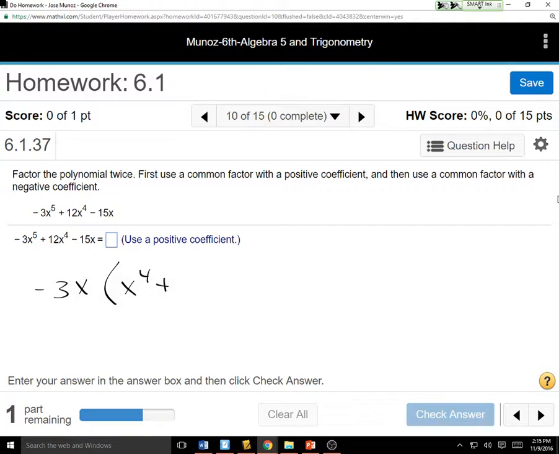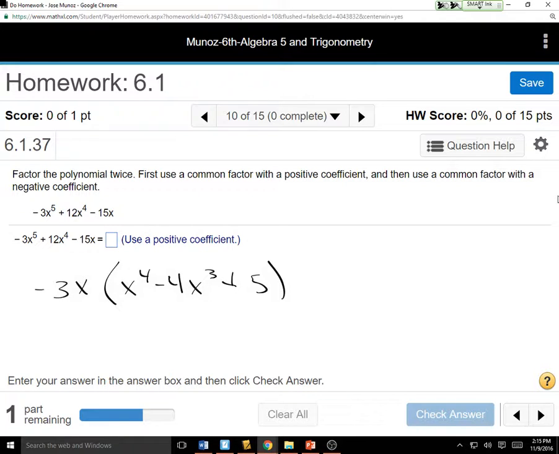Wait, why did you do that? Because we factored out a negative 3x. No, the x to the 4th. Yeah, it's going to be a minus. Minus 4x to the 3rd plus 5.